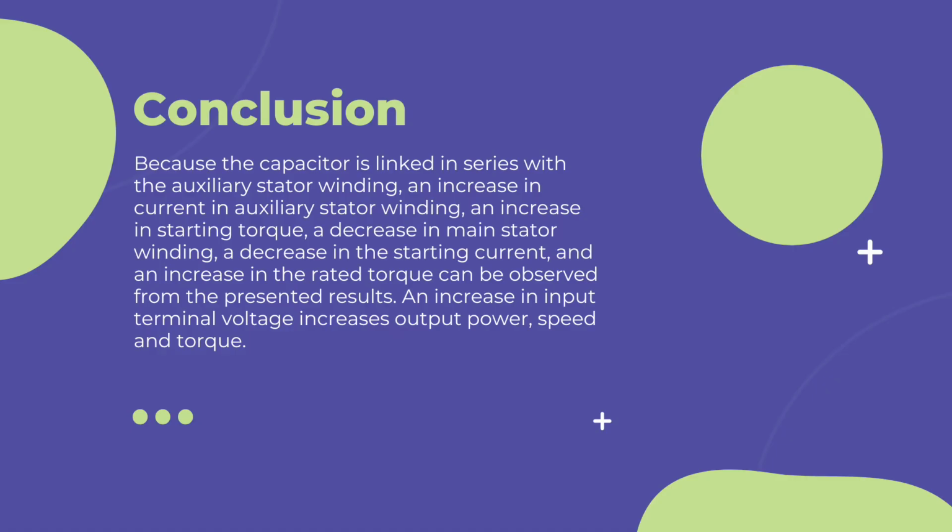Conclusion for the single-phase induction machine simulation. Because the capacitor is linked in series with the auxiliary stator winding, an increase in current in the auxiliary stator winding, an increase in starting torque, a decrease in the starting current in the main stator winding, and an increase in the rated torque can be observed from the presented result. An increase in input terminal voltage increases output power, speed, and torque.